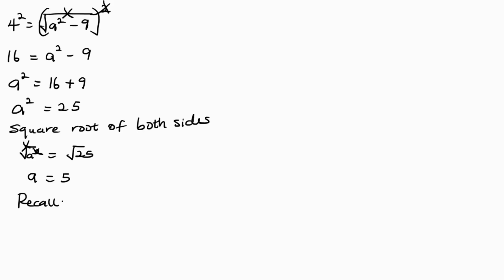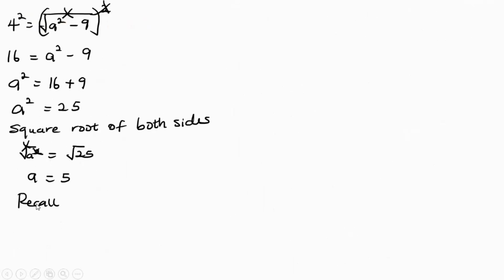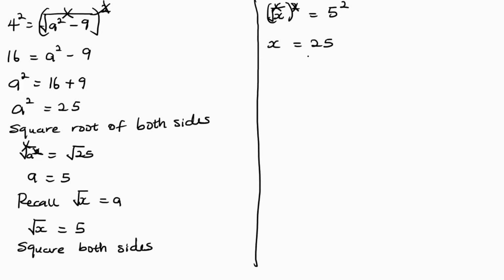But recall that at the beginning of the solution, we said let the root of x be equal to a. So the root of x is equal to a, and therefore the root of x is equal to 5. The next thing we want to do is to square both sides. The root of x all squared is equal to 5 squared, so this cancels out the root, and x is equal to 25. So this becomes our final answer.